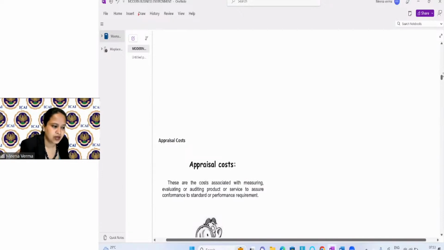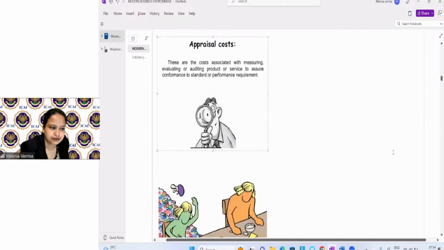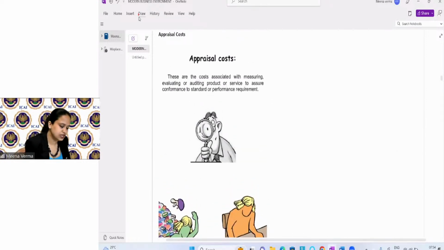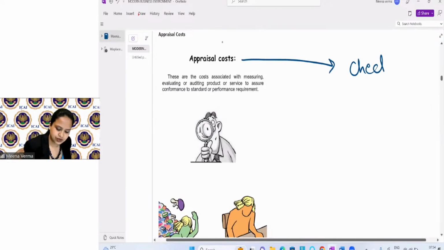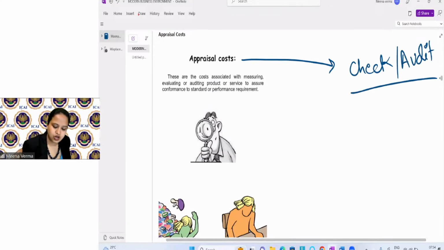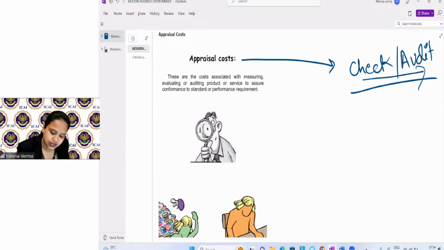If this is prevention cost, then what is appraisal cost? Appraisal is equal to checking, or auditing. So appraisal cost is always equal to auditing and checking. When is this checking required? When do we need auditing? When do we need checking? This question may come to our mind.